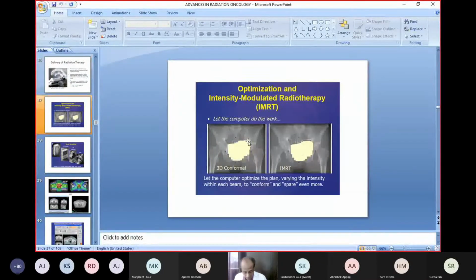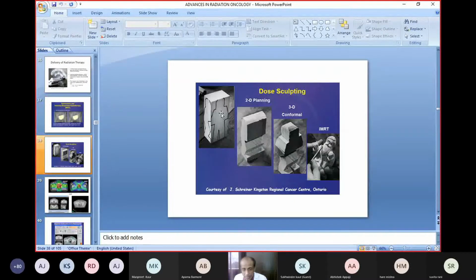Now we have different types of radiation: three-dimensional radiation therapy, intensity modulated radiation therapy, and image guided radiation therapy, IGRT. There are very basic differences amongst all of them.